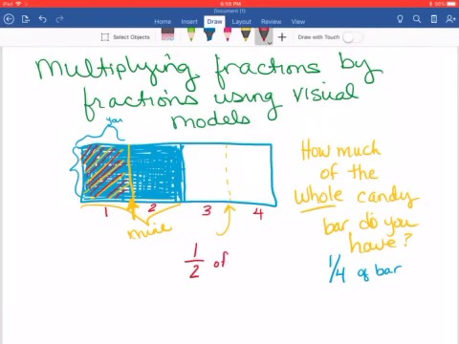So then 1/2 of 1/2 equals 1/4. Half times half equals 1/4. Okay. So let's talk about another one.